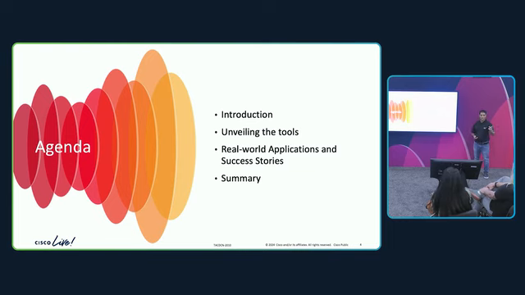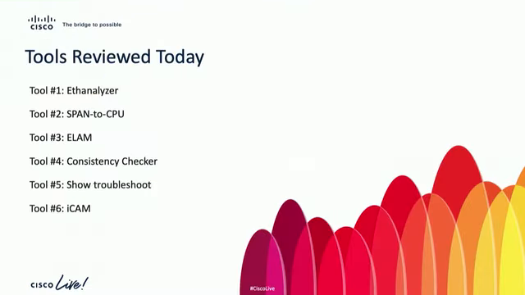Let's go beyond. All right, we are going to talk about these troubleshooting tools today. We are going to start with Ethanalyzer, SPAN to CPU, ELAM, consistency checker, show troubleshoot, and iCAM. Today we want to give you as much information as possible. So what we have done is keep the question and answer session at the end of our session. As we go, if you have any questions, please note them down, and we're very happy to answer all your questions at the end. So let's begin with our session.